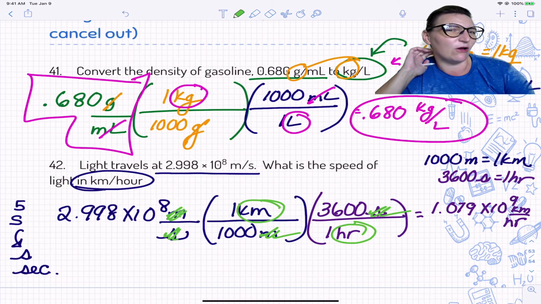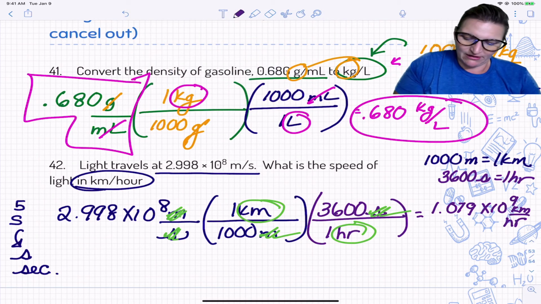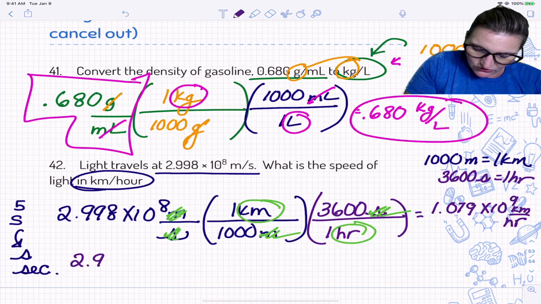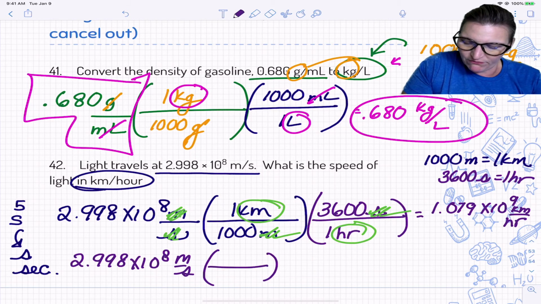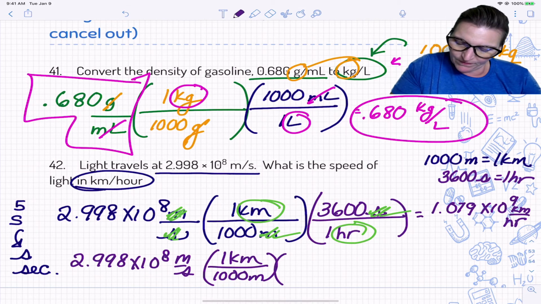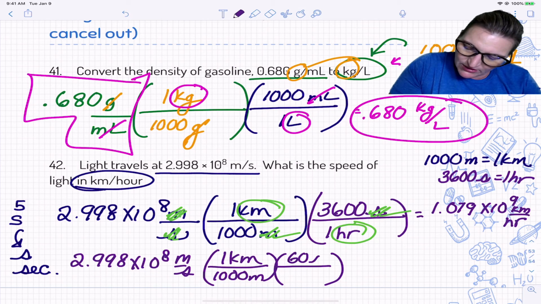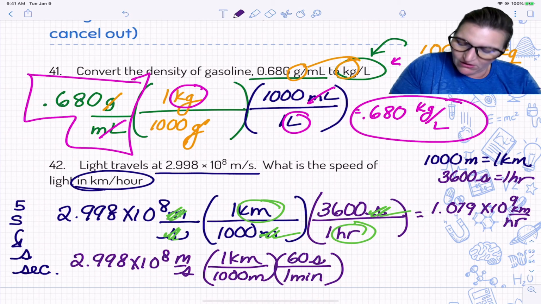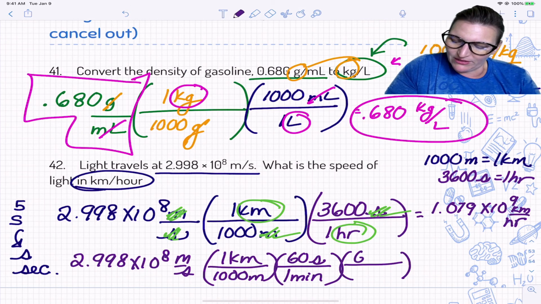If you did not know that there were 3,600 seconds in an hour, you could do this a little bit differently. So I would do the same thing, 2.998 times 10 to the positive 8 meters per second, the same first parenthesis, 1 kilometer in the numerator and 1,000 meters in the denominator. And you may not know that there's 3,600 seconds in an hour, but you know there's 60 seconds in a minute. So you could do 60 seconds on the top and 1 minute on the bottom. And then you do just one more parenthesis with 60 minutes on the top and 1 hour on the bottom.